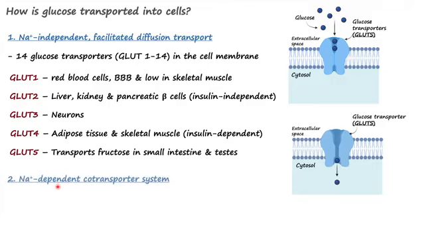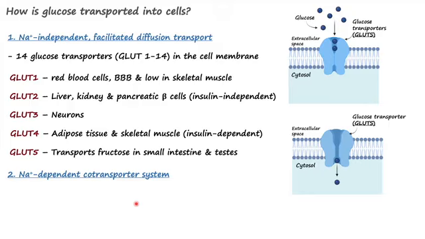Now, the second transporter system is the sodium dependent co-transporter system. In this system, glucose is transported against a concentration gradient, meaning glucose is transported from an area of low glucose concentration to an area of high glucose concentration. It is also called a co-transporter system because two ions of sodium are co-transported along with the glucose molecule.